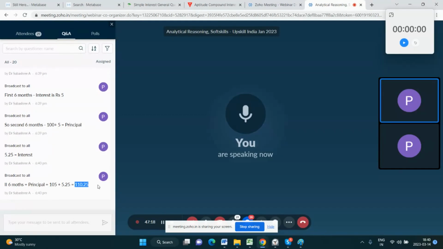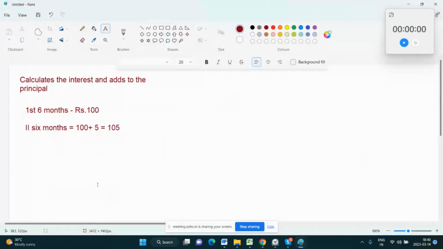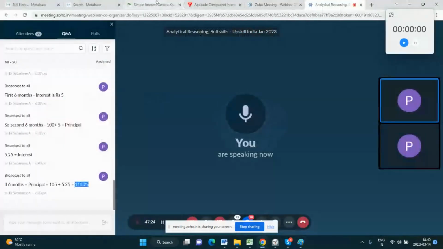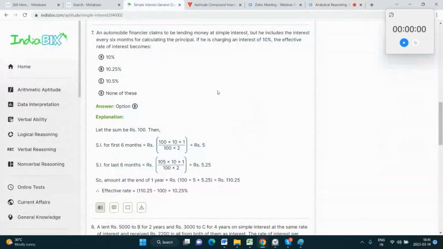That is how he calculates. This is the method. Understood this point? So far it was only a simple problem. The automobile loaner, the one who gives the loan, adds the previous 6 months' interest to the principal.